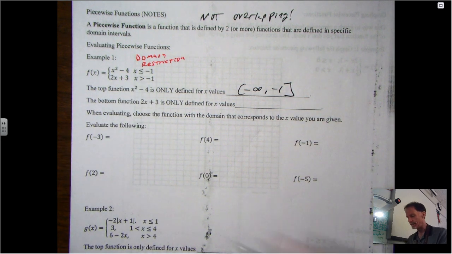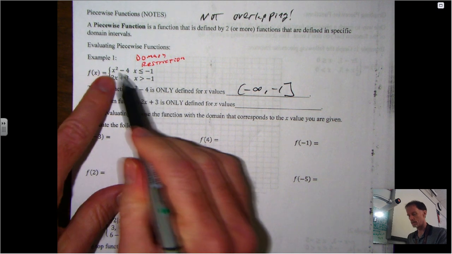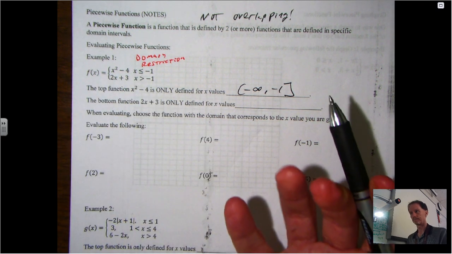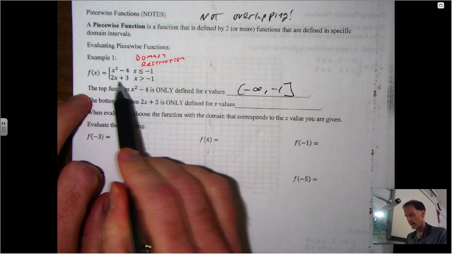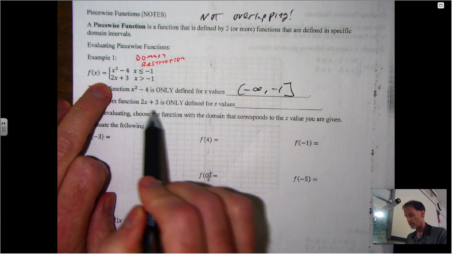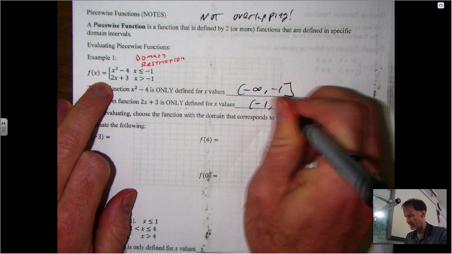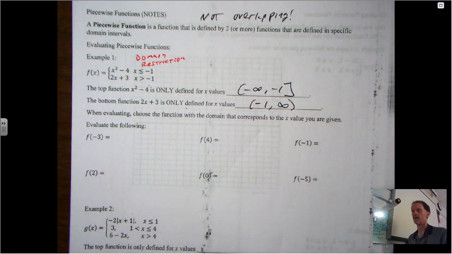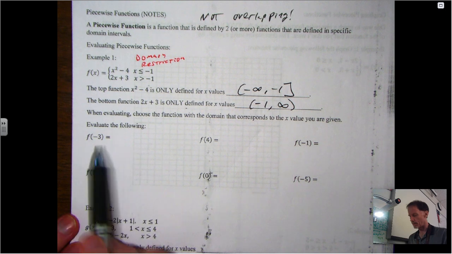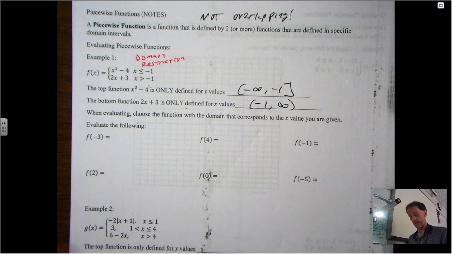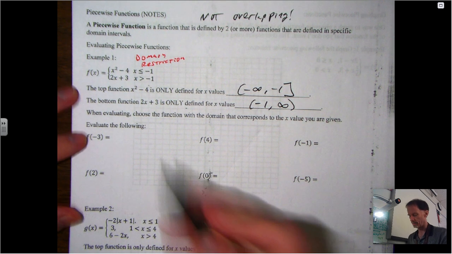So any x value you see that's less than or equal to -1, we plug into that top function and get that answer. Similar thing on the bottom: 2x plus 3 is only defined for x values greater than -1, so from -1 all the way to infinity, and we use the bottom function. When we're evaluating, depending on the x value we're given, the first question is, are we going to use the top or the bottom function? Then we plug it in, get the answer, and you're done. There's only going to be one answer for each x value. It's still just a function.